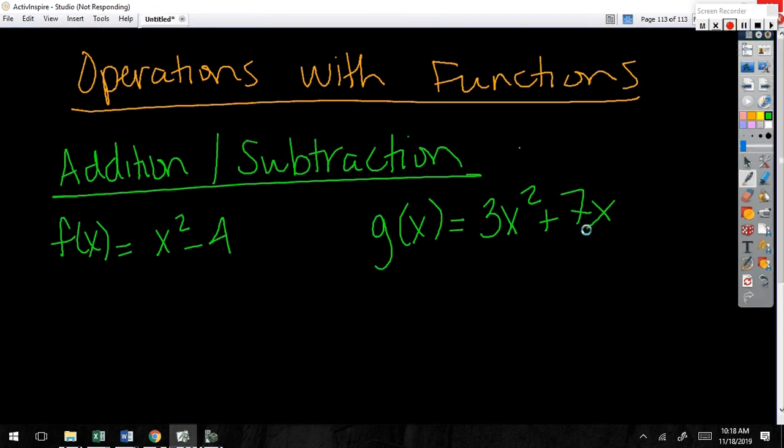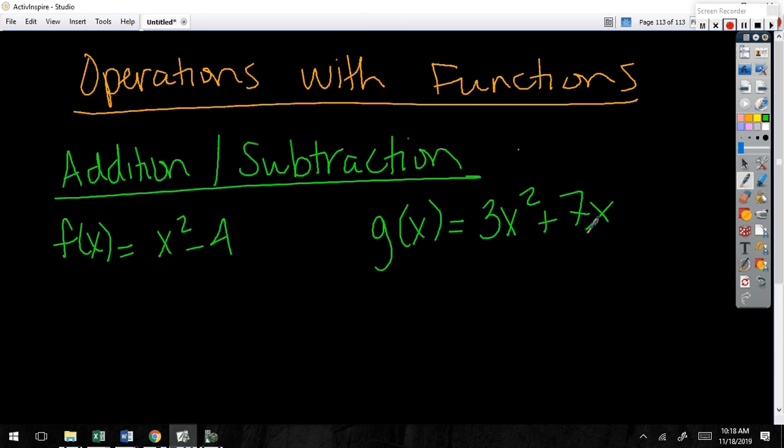I feel like we did domain restrictions on combined functions, did we not? I must be thinking pre-cal. I get pre-cal mixed up with y'all. Okay.